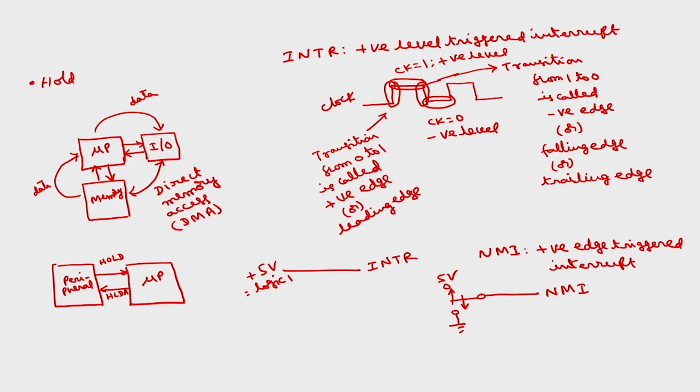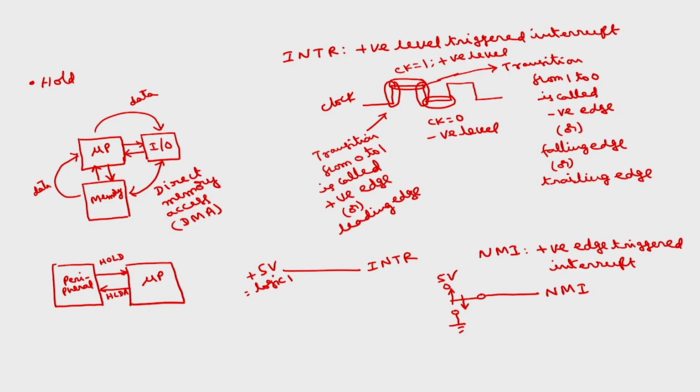Once the peripheral receives the hold acknowledge, the control of the address and data buses is given to the peripheral. Then the peripheral, be it memory or IO, will directly transfer the data to the other peripheral. After the data transfer is over, the control of the address and data buses is given back to the microprocessor. This is what is called direct memory access. We will discuss this DMA also. There is one exclusive IC for direct memory access, DMA.